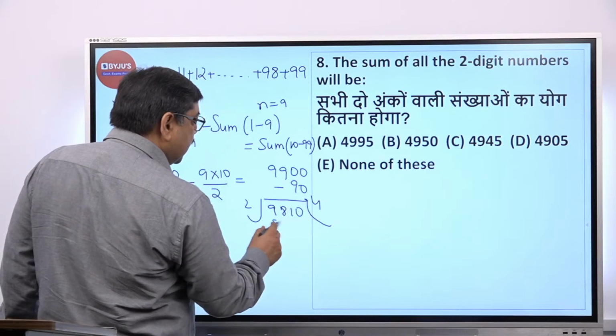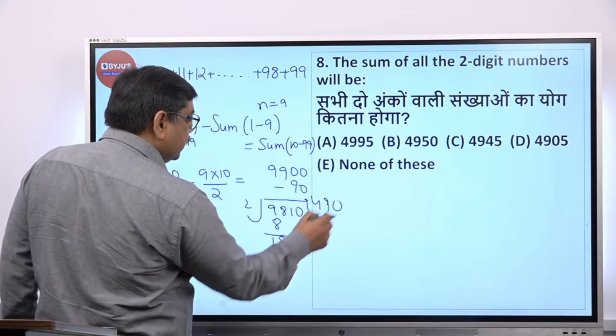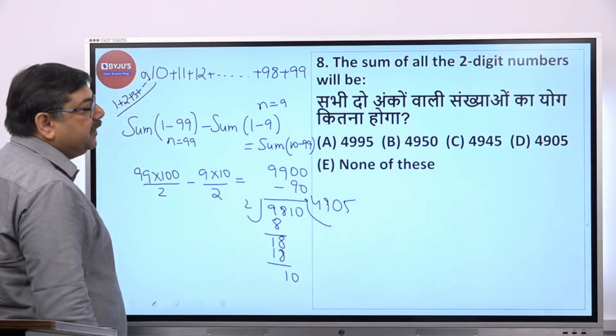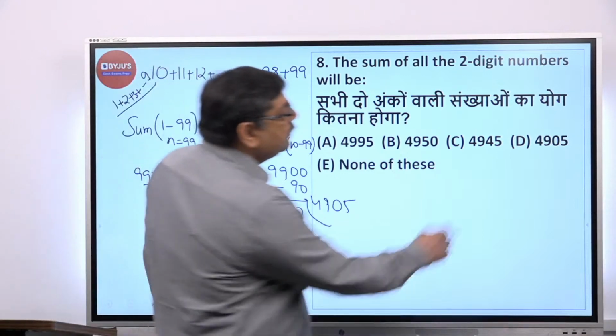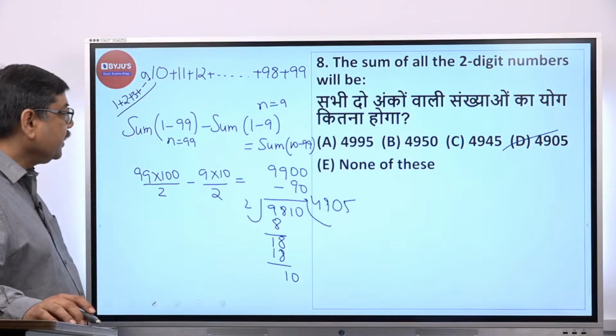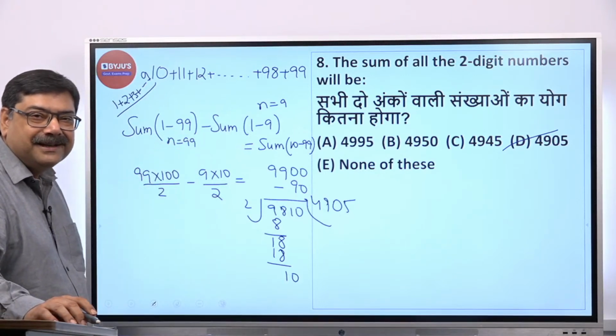Alright, so 4s are 8, so 9s are 18, so 1, so a 0, a 10, that is 5. So 4905. That is what we should get, which is given to us in choice D. That becomes the answer. Well, if at all you are in doubt, then please go ahead and add up these numbers. Choice is yours.